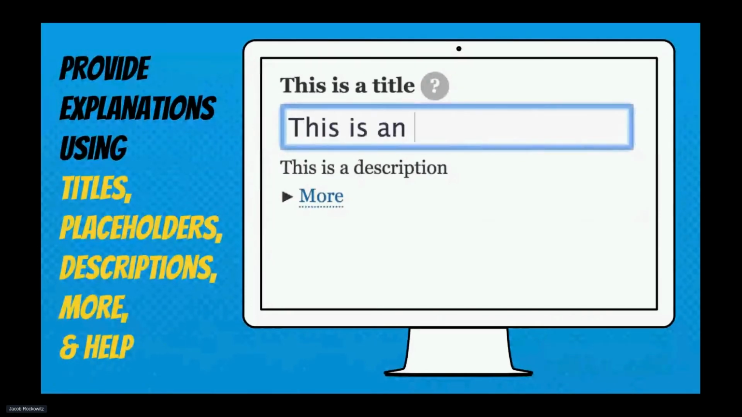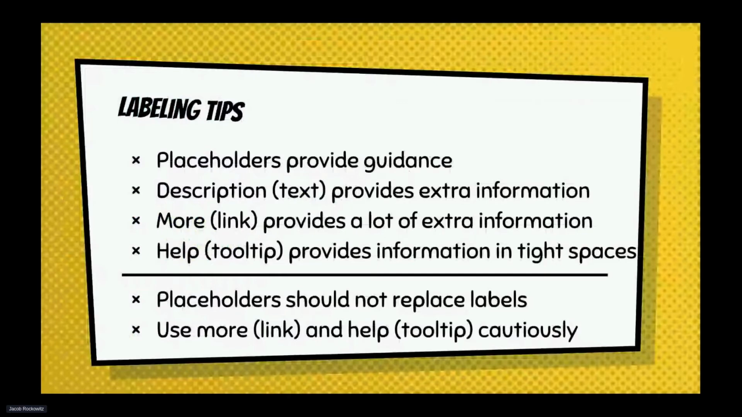I want to emphasize, don't do all of these. Generally, placeholders provide good guidance. Descriptive text is usually the best way to do it, a little string of text at the bottom. But the more and help have different use cases. I use the more slide out when I'm doing clinical forms and I need to give a medical description to something that's 2 or 3 paragraphs with an image. You can't show that on the form. You can just say, learn more about this, and they slide it out.